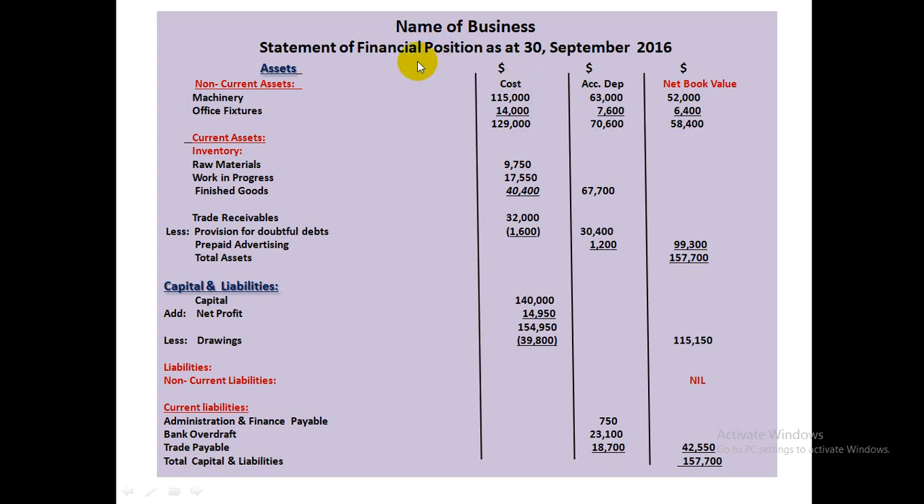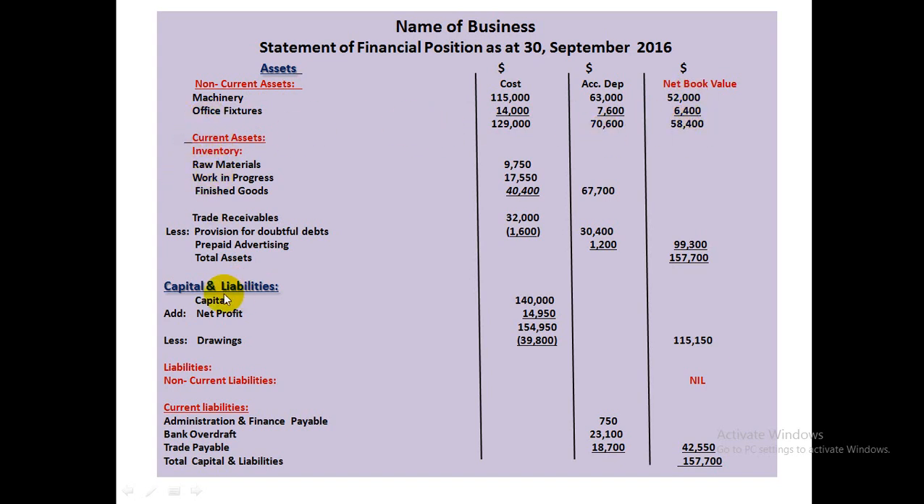The format mostly used in the CIE solutions which are provided to you on their site is in this style. They make 3 columns like this: cost, accumulated depreciation, and net book value. The non-current assets are shown at their cost in the first column, their accumulated depreciation in the middle column, and after subtracting accumulated depreciation from cost, the net book value is shown in this column. This is a concise style of writing the list of non-current assets. This is to be done for all the non-current assets, and the total of their net book value will give us the total non-current assets.